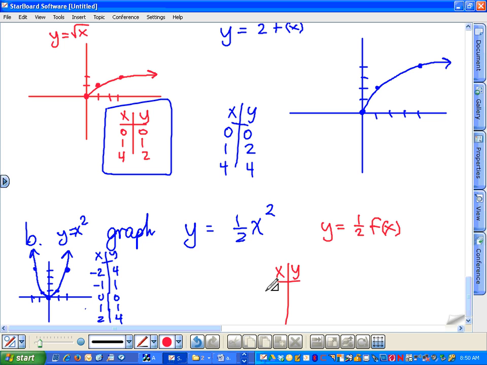So the x column is going to stay the same. Negative 2, negative 1, 0, 1, and 2. What happens to our y column? Tell me the values quick, you guys. We're running out of time.